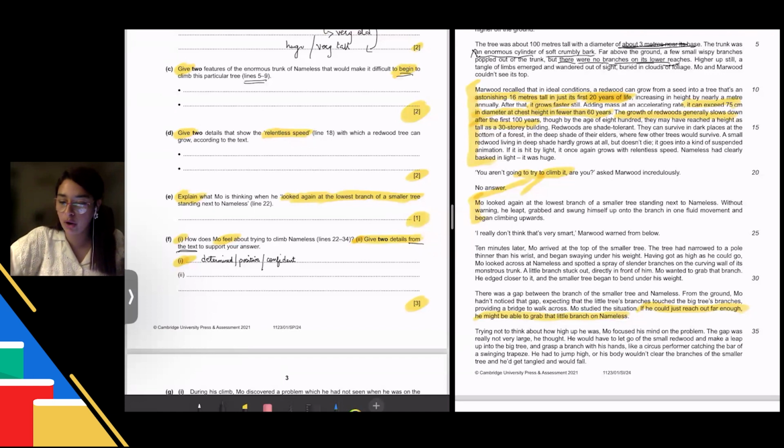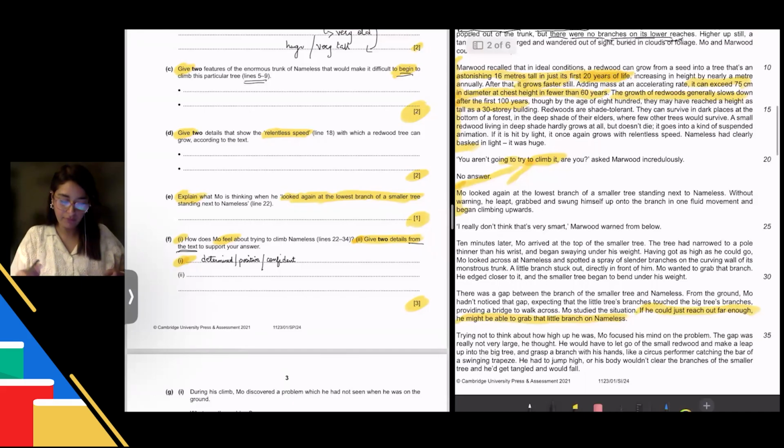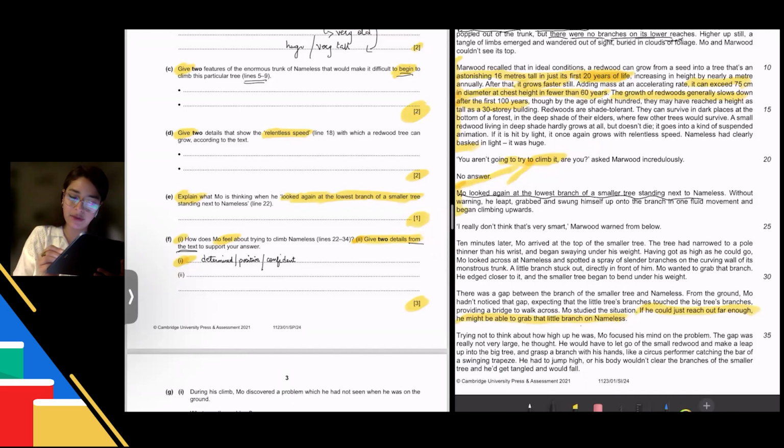So for example, here it says, Mo arrived at the top of the smaller tree. Oh, over here, this line. Mo looked again at the lowest branch of a smaller tree standing next to the Nameless. Without warning, he leapt, grabbed, and swung himself up onto the branch in one fluid movement. So the word fluid here, and the words without warning, show us that he is, number one, determined, and he is eager or excited to do what he is about to do. So this could be one thing that I could include in this evidence here.